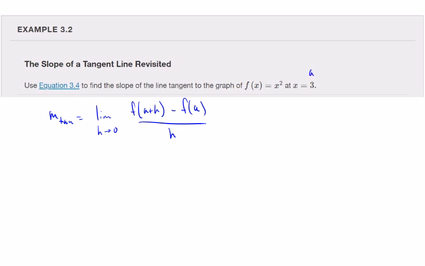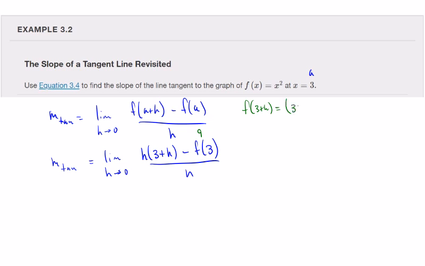So if I want to find the slope of the tangent line at a, what I'm going to do is plug in 3 for a. If I want to find the slope of the tangent line at 3, I should say. So we already know f of 3. We just did that before, so we know this is 9. And now we just have to evaluate f of 3 plus h.